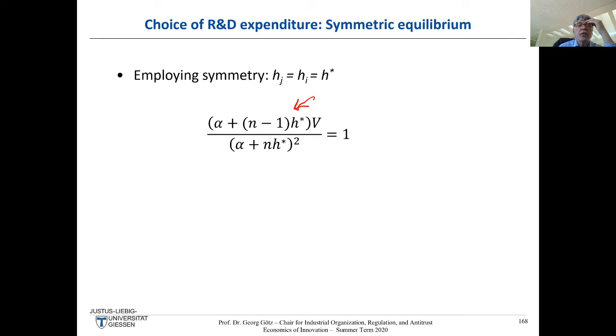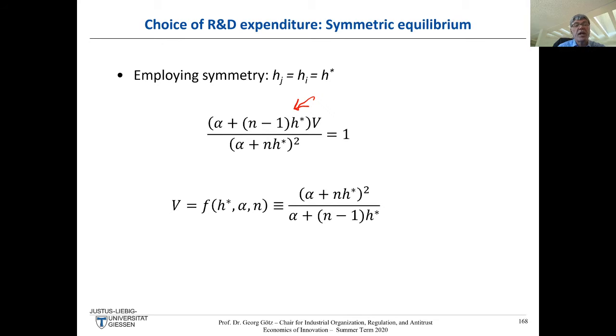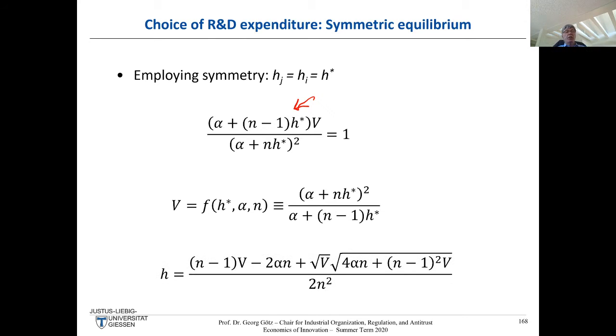In this case we can even calculate here. I solved for v on the one hand side and for the other term on the other side, and this is just a function of h star, of alpha, and of n. And here we can even get a closed form solution for the h, but that looks ugly.